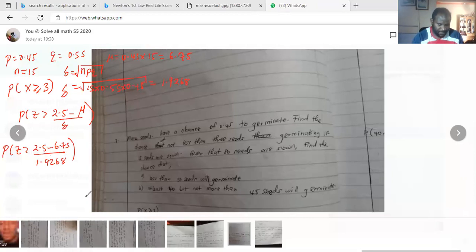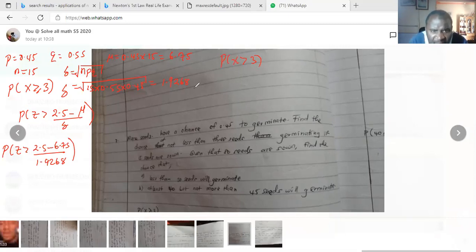Excuse me, sir. Yes, please. So why did you say x is greater or equal to 3 when they said not less than 3? That means more than 3 seeds. Find the chance. Okay, very good. Probability of x is greater than 3. Is that what you want? Yes, sir.